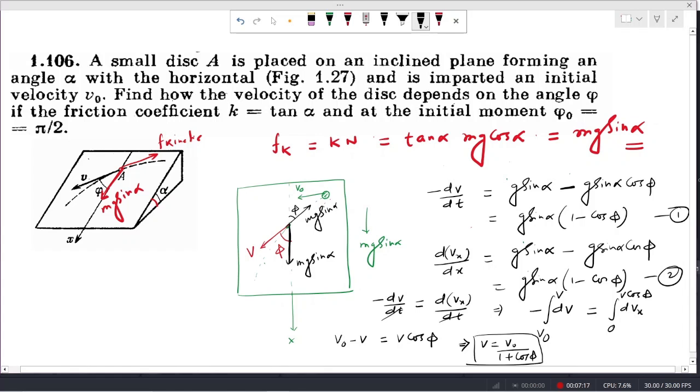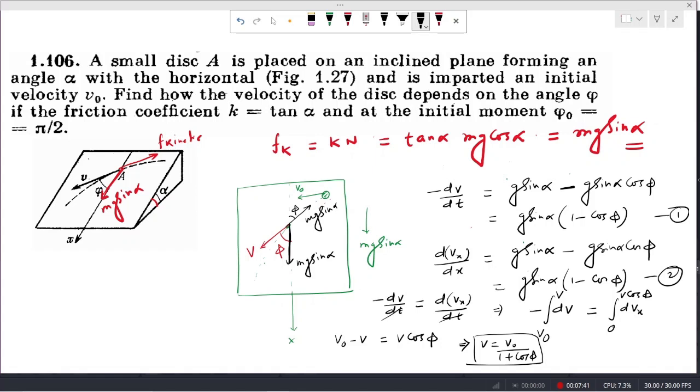Now we can verify this result from the initial condition. If we put phi equal to pi by 2, we end up getting v naught, which was the initial speed. Now they might ask you what will be the speed after a long time. Clearly, if you wait for a long time, the particle's velocity is going to be down the incline.